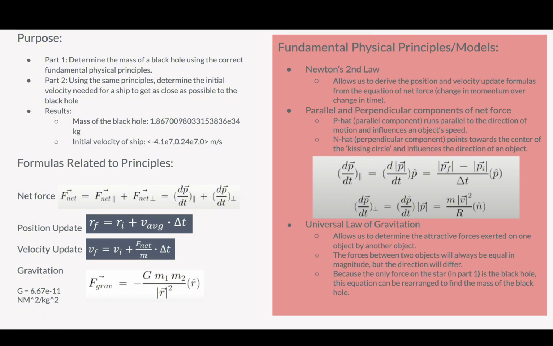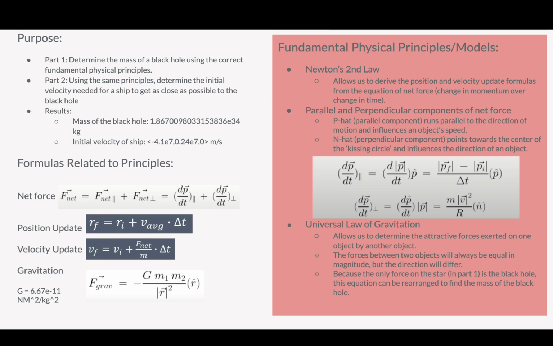using the same principles, determine the initial velocity needed for a ship to get as close as possible to the black hole. Fundamental physical principles and models needed for this lab are Newton's second law, parallel and perpendicular components of net force, and universal law of gravitation. Newton's second law allows us to derive the position and velocity update formulas from the equation of net force, which is change in momentum over change in time.